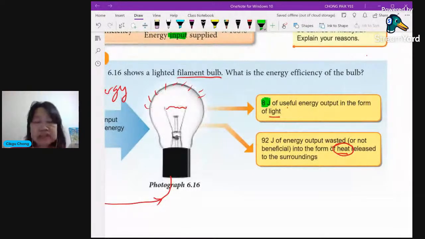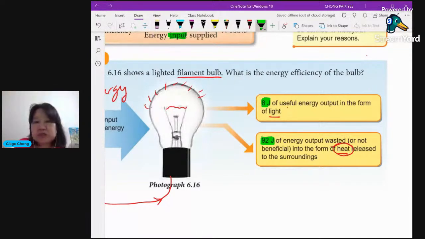Out of 100, let's say I give you 100 ringgit, and you take your 8 ringgit to buy food, which is useful, isn't it? Food is important. You need sustenance so that you are not tired and you have enough nutrients. I give you 100 ringgit, you use 8 ringgit to buy food. But what happened to the 92 ringgit? What happened to the 92 joule? The 92 joule for this bulb has been converted into heat.